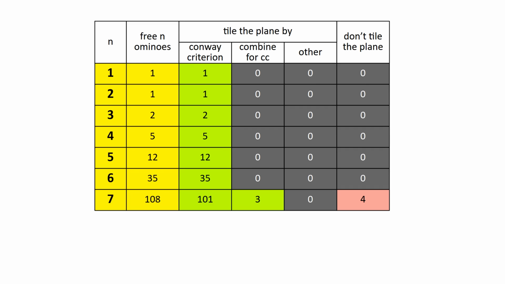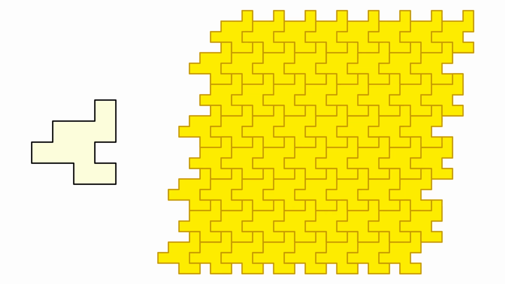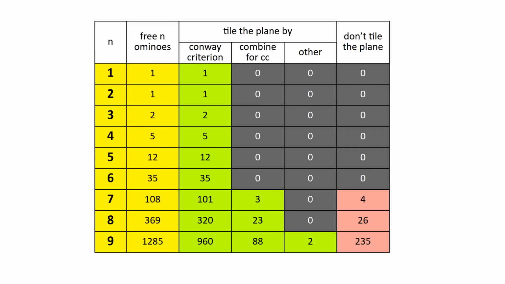The same thing applies to the 369 octominoes. 320 satisfy the Conway criterion, 23 can merge into shapes that do, and the remaining 26 are unable to tile the plane. It's not until nonominoes that we get one that tiles the plane without the Conway criterion. But even still, it satisfies a similar criterion with 3 pairs of duplicated segments. Another nonomino tiles the plane by merging 8 of itself into such a shape, but the remaining 1,283 either satisfy the Conway criterion, form shapes that do, or don't tile the plane. So yeah, the Conway criterion is pretty powerful, but we haven't even gotten to its coolest application yet.